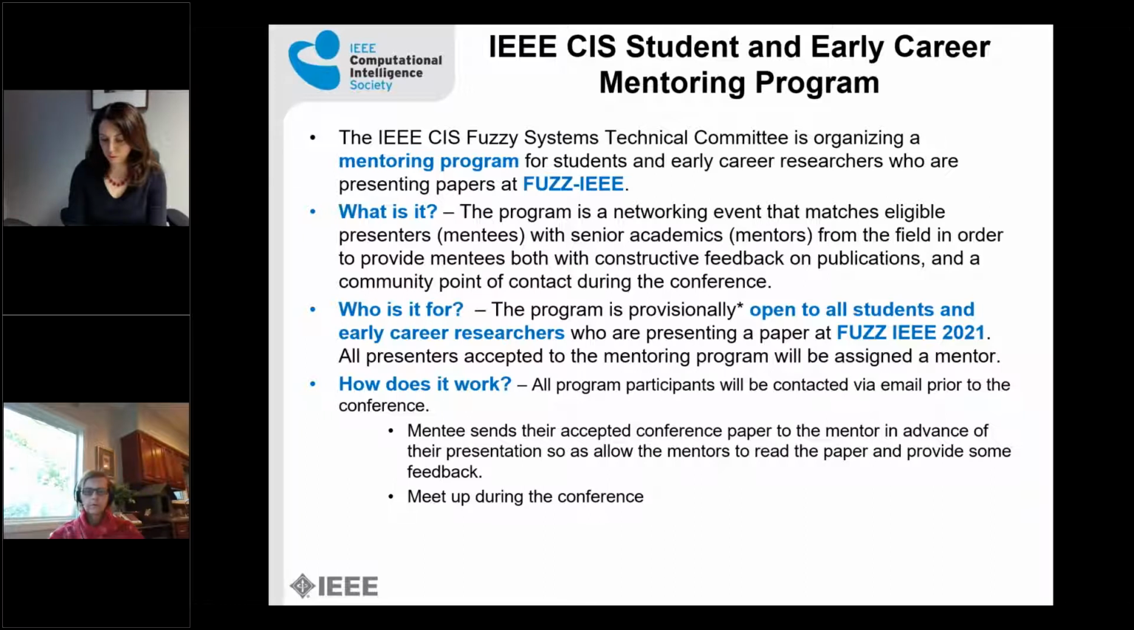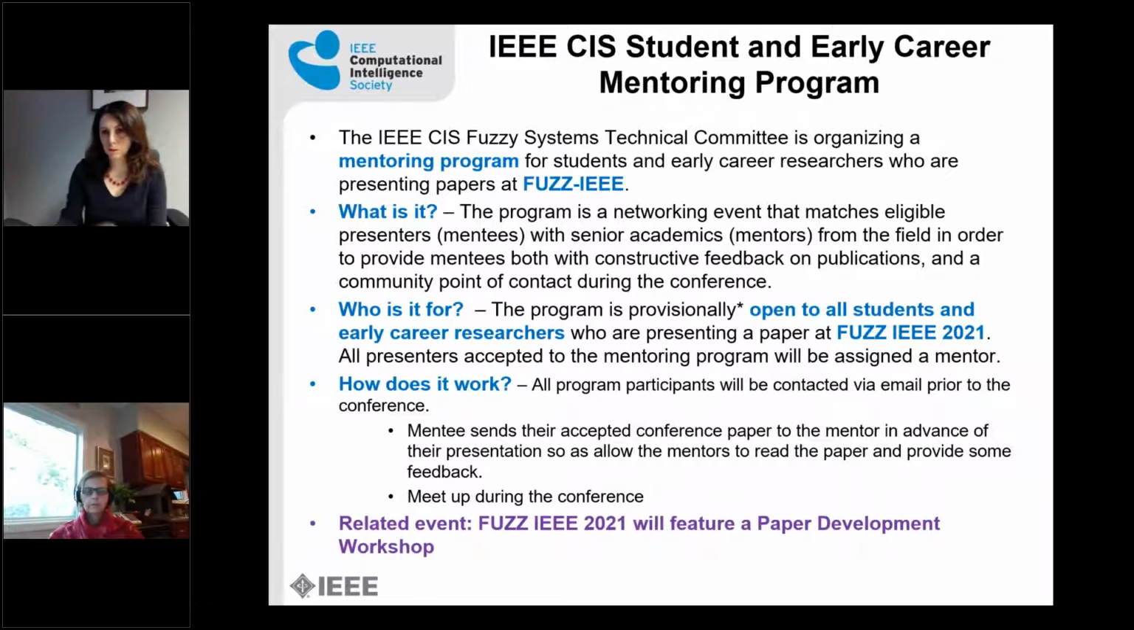But the idea is that you'll work together with your mentor, they'll read your paper, they'll attend your presentation, and they'll be able to give you some feedback. And this will support another new activity, which is a paper development workshop. The idea is, how can you take a very good quality conference paper and what work is needed to upscale that to a high quality journal paper? So this is one of the things that the Society does. This information can be found on the FUS IEEE 2021 website, and I definitely think you should go and have a look.